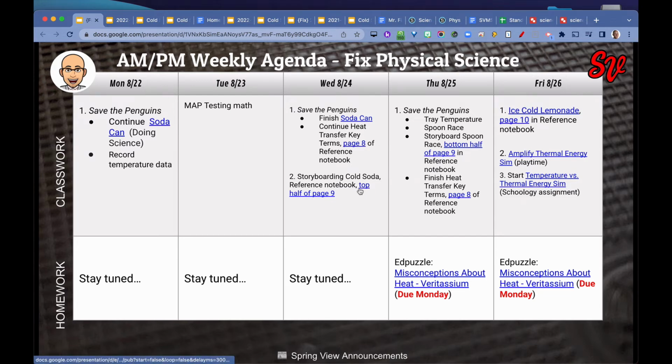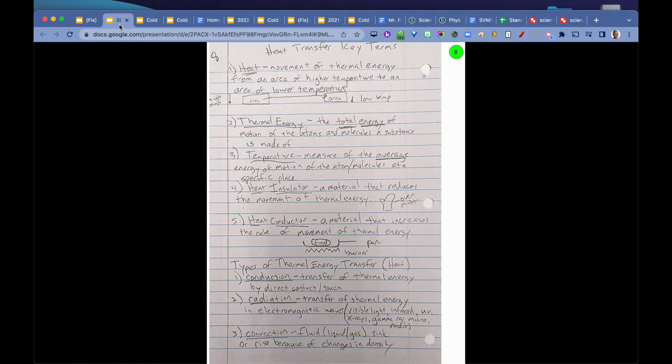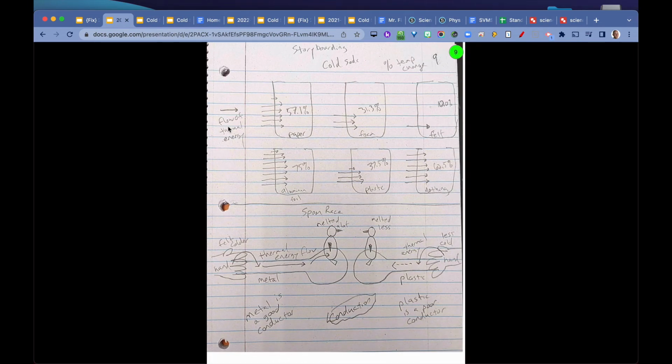And we storyboarded the cold soda reference notebook on page 9. So if we take a look at that on page 9, we try to explain visually, we try to tell the story of why those percent temperature changes happen. Basically, it had to do with the amount of thermal energy flow that was going in there. So the more arrows, and one arrow represents a certain amount of thermal energy flow.